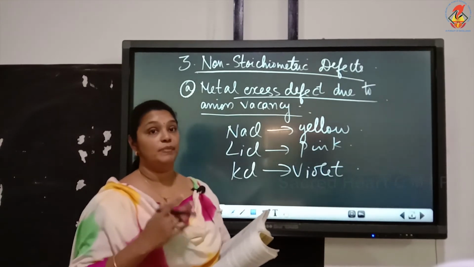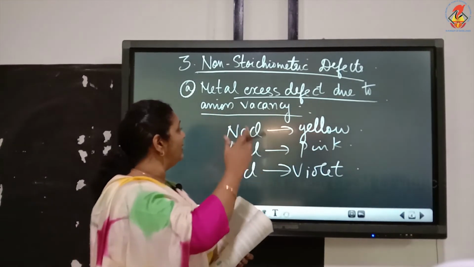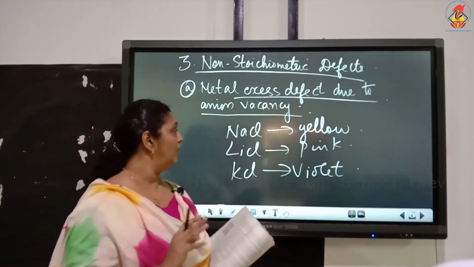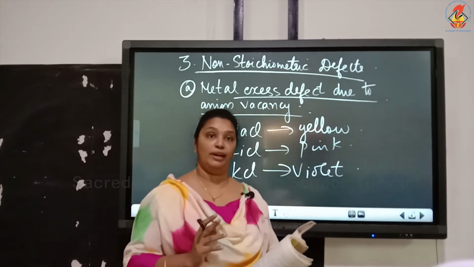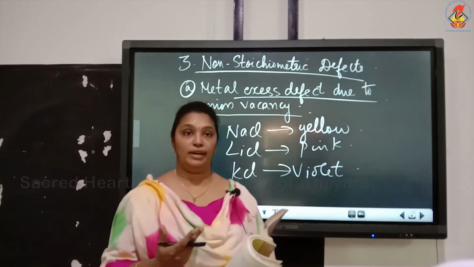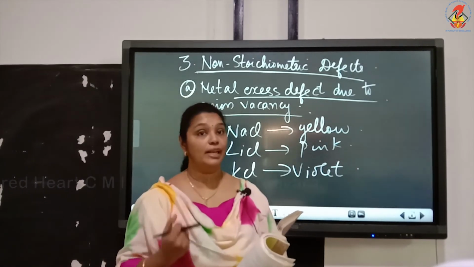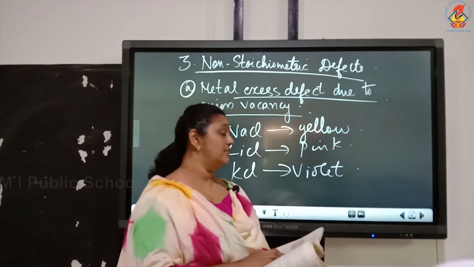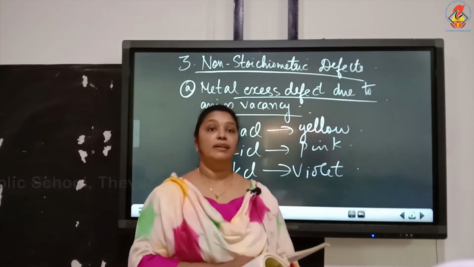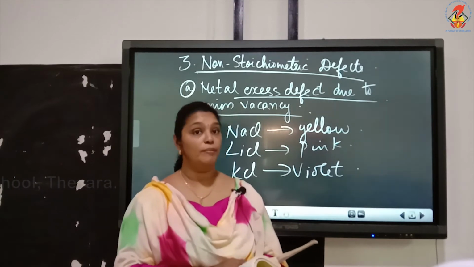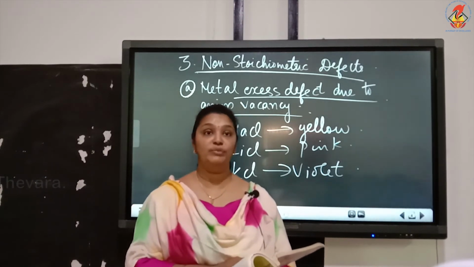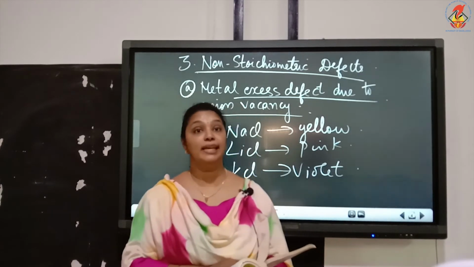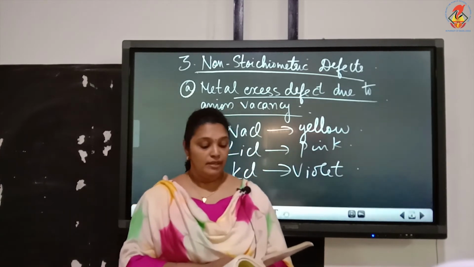Now the reason is based on what? The metal excess defect due to anion vacancy. So let's study about the yellow color of sodium chloride, how sodium chloride when heated shows yellow color. These are the examples for the compounds that show metal excess defect due to anion vacancy. Now let us discuss how sodium chloride crystals get yellow color when heated.